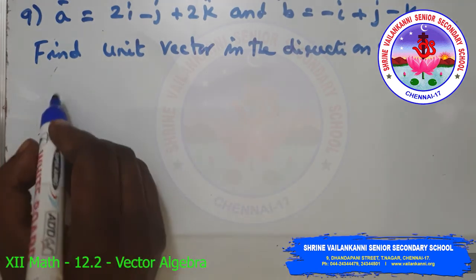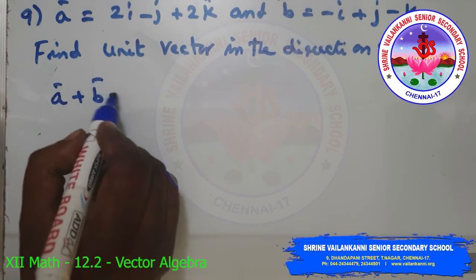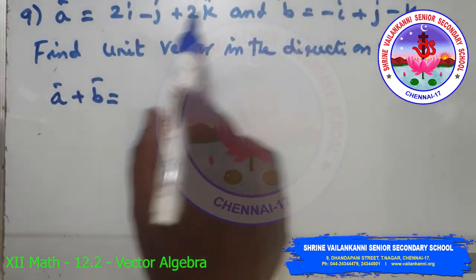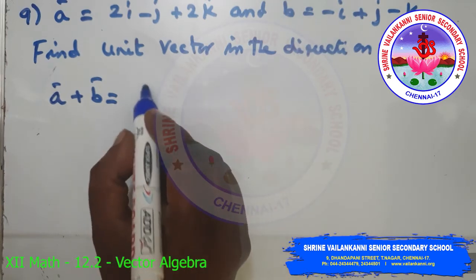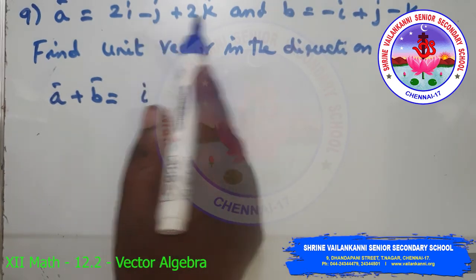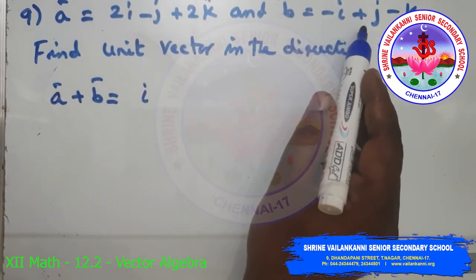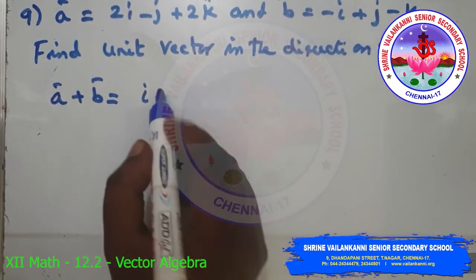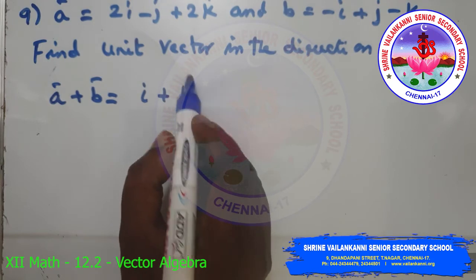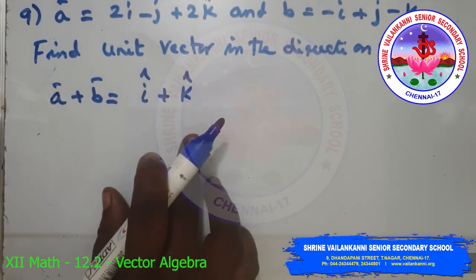So we have to add a and b, the coefficient of i. So 2 minus 1, which is i, minus j and plus j, which is 0, and plus 2 minus 1, which is k. So a plus b is i plus k.